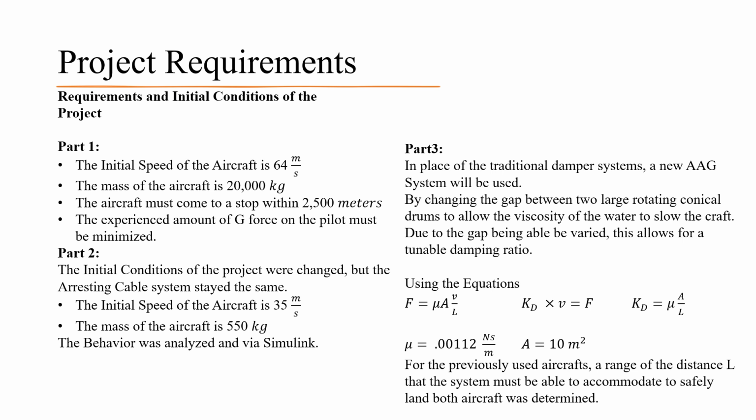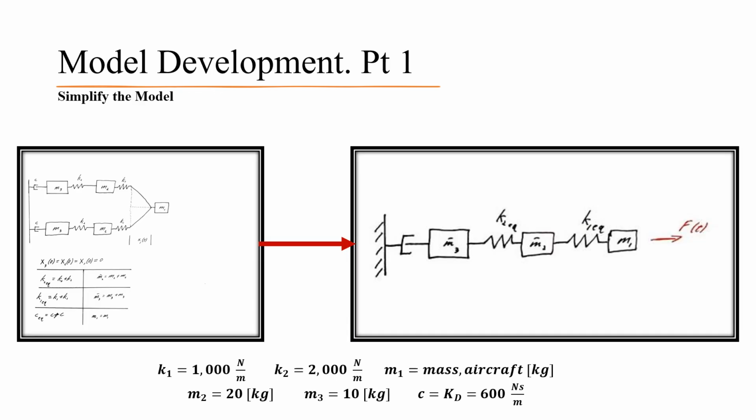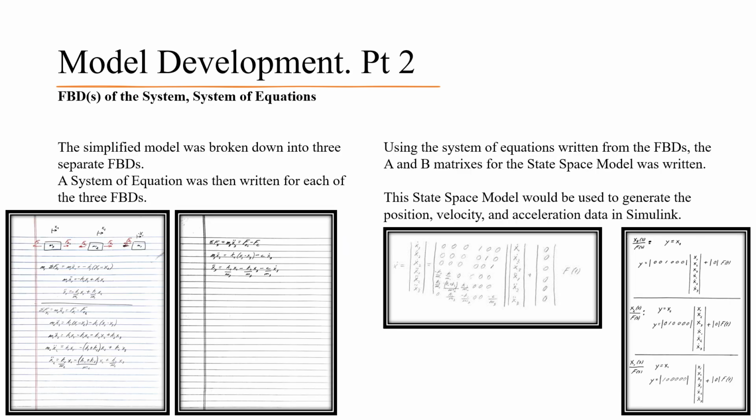For the second part of the project, the same spring damper system will be used, but this time the aircraft will only have a mass of 550 kilograms and have an initial speed of 35 meters per second. For the third part of the project, the distance ranges of a tunable damper will be found for each of the aircrafts used. The arresting cable was modeled and simplified, and the variables were made into equivalent values.